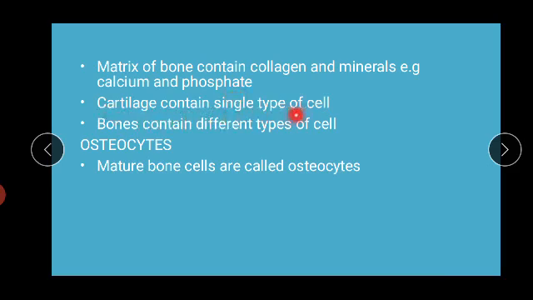Cartilage contains a single type of cell. Cartilage, students, means for example your ear and your nose. This is an example of cartilage, and it consists of just a single type of cell, while all other bones contain different types of cells. And the mature bone cells that cannot divide further are called osteocytes, right?